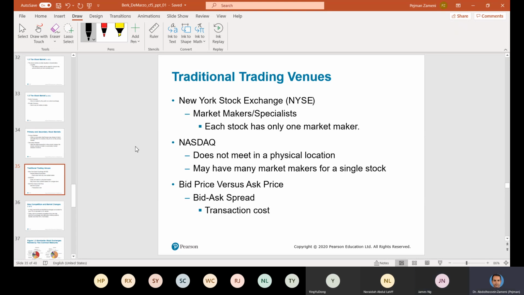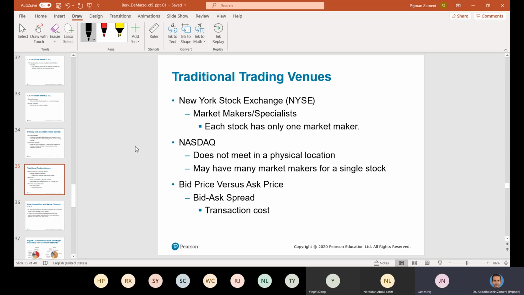On the other hand, we also have NASDAQ. It doesn't meet in a physical location and may have many market makers for a single stock. It means that, for example, if you want to buy the share of McDonald's under the NASDAQ, you do not necessarily need to go through HSBC. You can go through maybe Citibank, maybe some other banks in order to buy the share of McDonald's if it is listed under the NASDAQ.